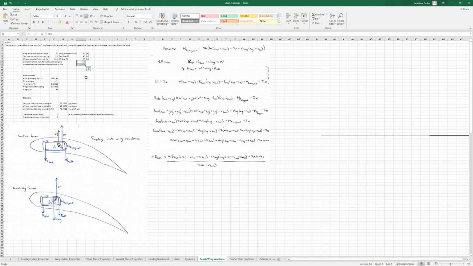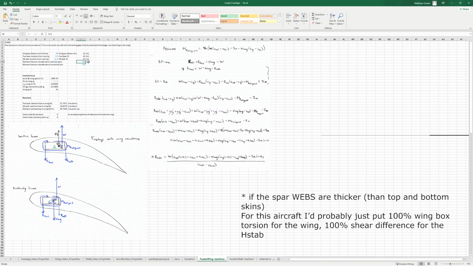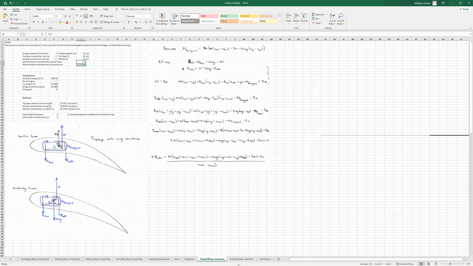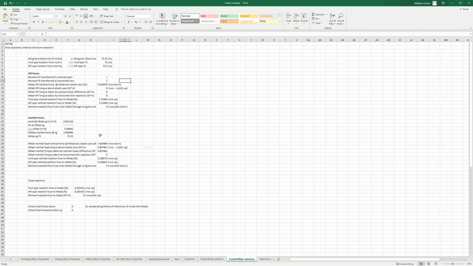That's going to depend on relative stiffnesses. For instance, if the top and bottom skin are very thin, and if the spars are thicker, then maybe this percentage will be higher. And really, it's a guess here. But at least for the HStab, this is the same sheet for the HStab. At least it's very clear there that it's 100% because the moment is transferred due to the difference in shears of the vertical spars.